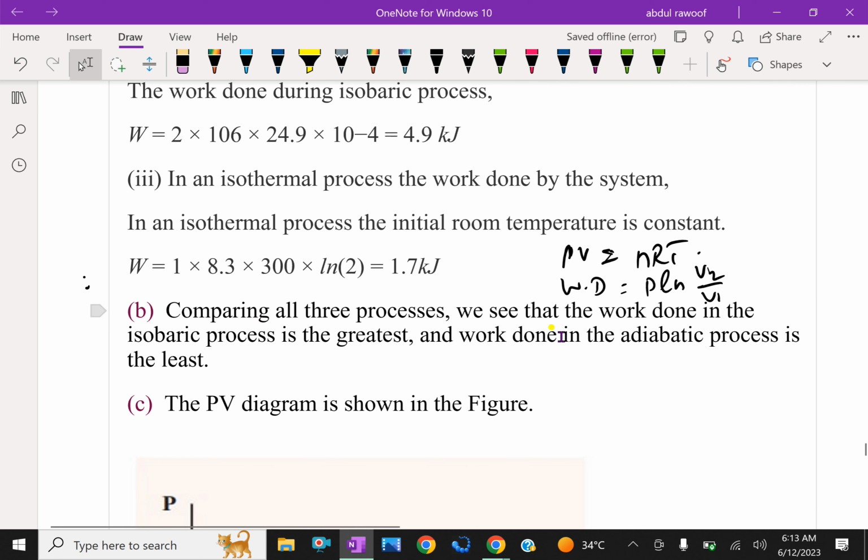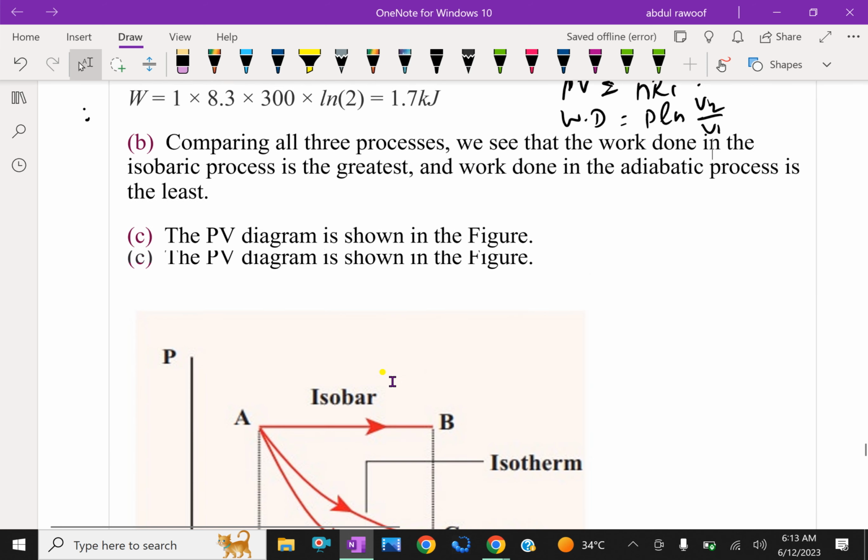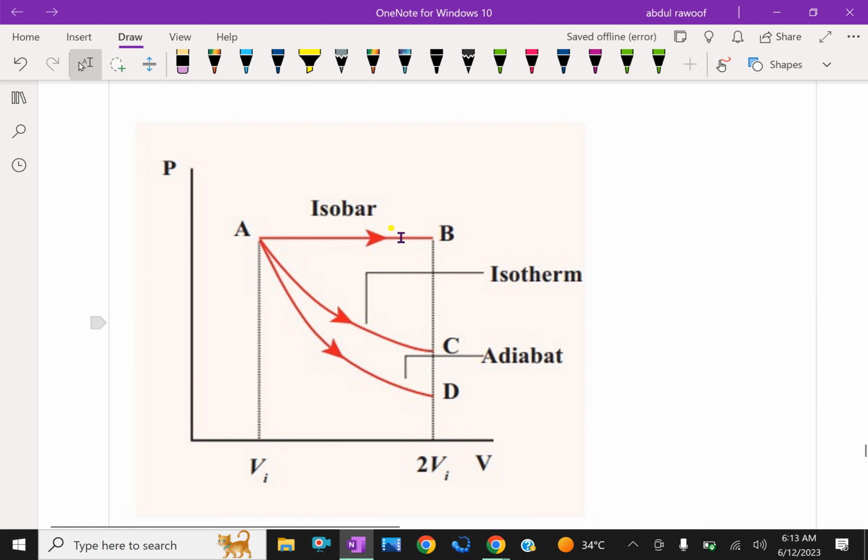Comparing all three processes, we see that the work done in the isobaric process is greatest and the work done in the adiabatic process is least. By using these values, we can compare it. The PV diagram is shown: isobar, isothermal, adiabatic.